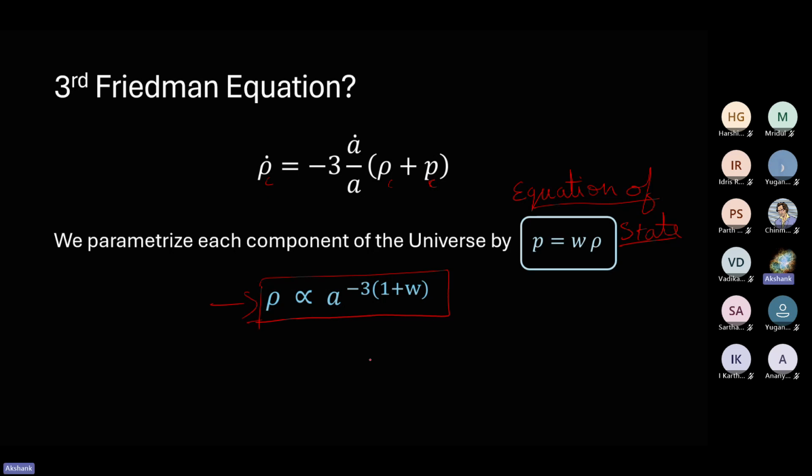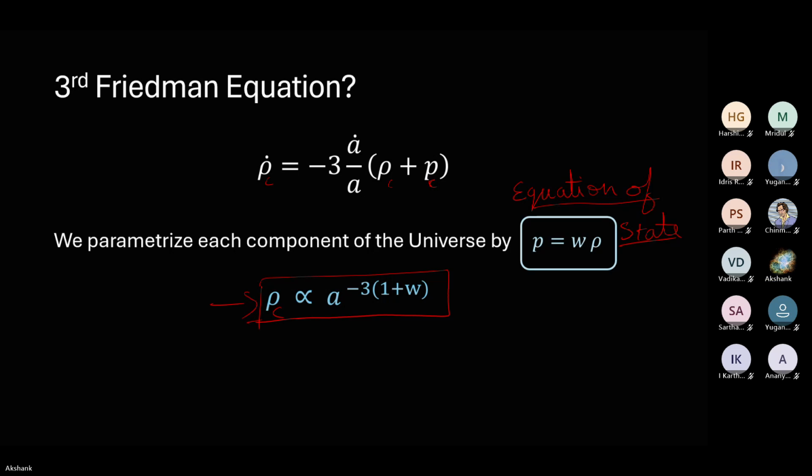So we will use this. What it tells you is that the density of any constituent is dependent on the scale factor in this manner, and it depends on the equation of state parameter W.